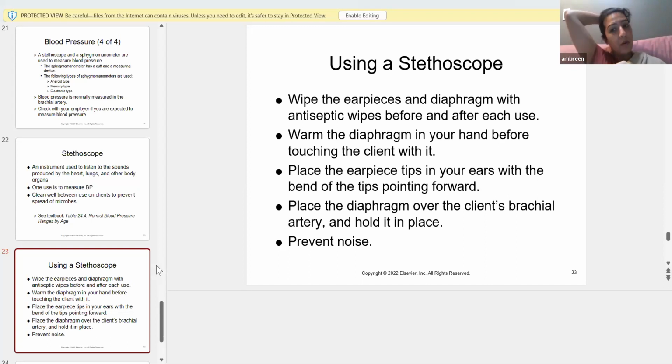Place the diaphragm over the client's brachial artery and hold it in place. Prevent noise. If you are in a noisy area, you might hear the noise through the diaphragm, so always make sure it's placed stable. Put a finger or two fingers on top of it, but you don't have to do it.